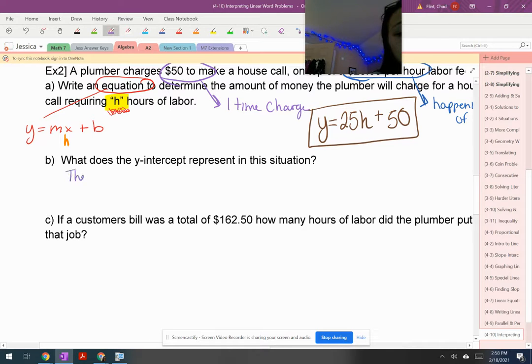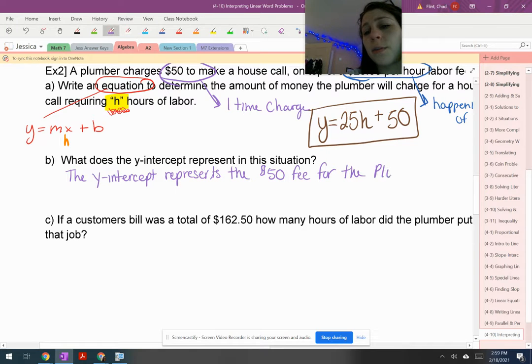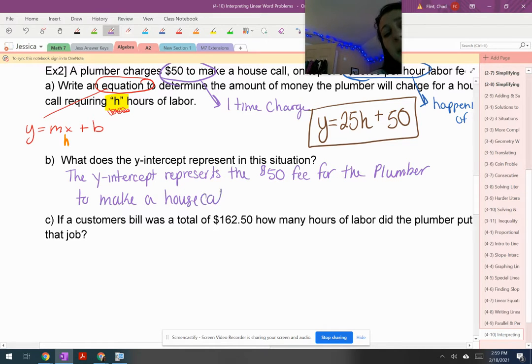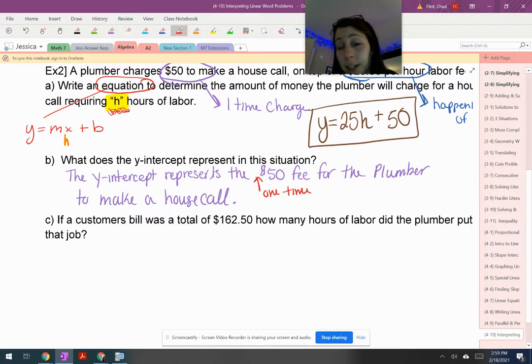The y-intercept, and again, using full sentences because we're educated people, the y-intercept represents the $50 fee for the plumber to make a house call. And we could even get more specific, represents the one-time fee for the plumber to make a house call, or the starting fee of a house call.